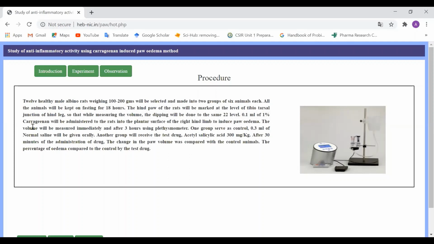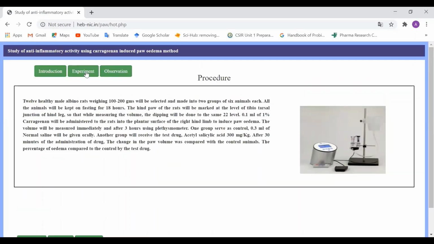0.1 ml of 1% carrageenan is used to administer in the plantar surface of right hind limb to induce paw edema in the rat. The volume of paw will be measured after 3 hours using plethysmometer. One group is used as a control where 0.3 ml of normal saline is given orally, while the other group is used as a test where any testing substance is given.